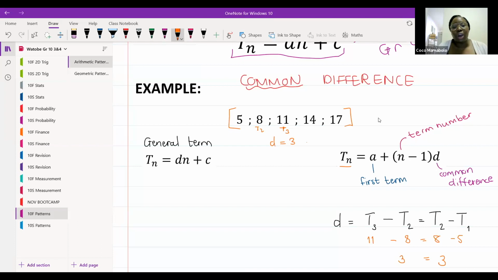So we're going to go to our formula and we're going to replace the d over here with the number 3. Okay, so now we're going to have Tn is equal to 3n plus c.